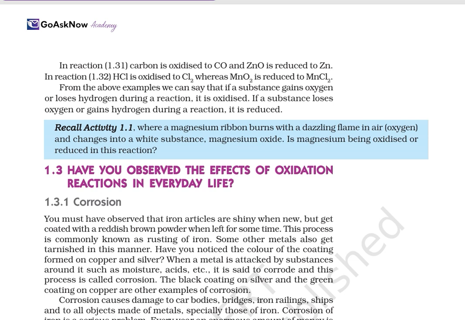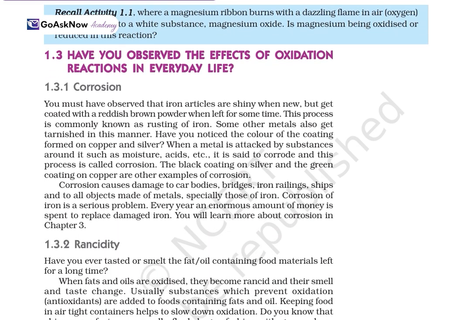Now, have you observed the effect of oxidation reactions in everyday life? Firstly, corrosion. You must have observed that iron objects are shiny, but when left wet for some time they become coated with a reddish brown powder. This process is commonly known as rusting of iron, which is something very common we have observed in our day-to-day life.